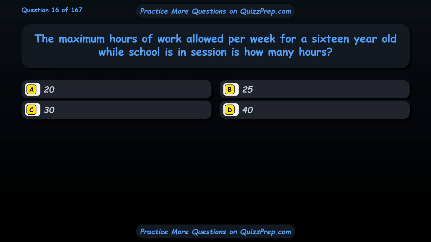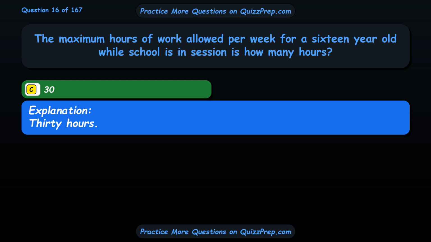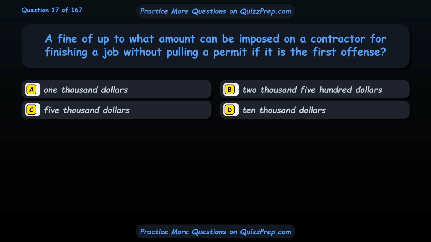Question 16. The maximum hours of work allowed per week for a 16-year-old while school is in session is how many hours? Option A, 20. Option B, 25. Option C, 30. Option D, 40. The correct answer is option C, 30. 30 hours.